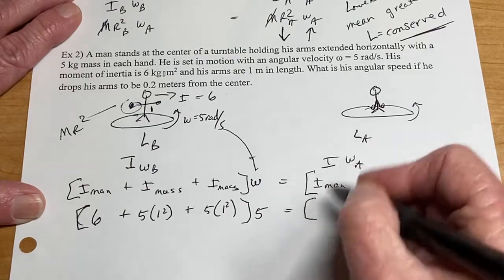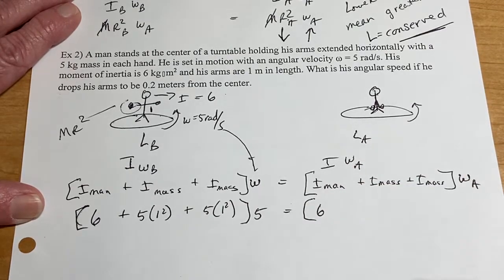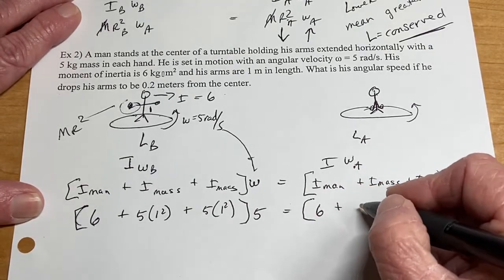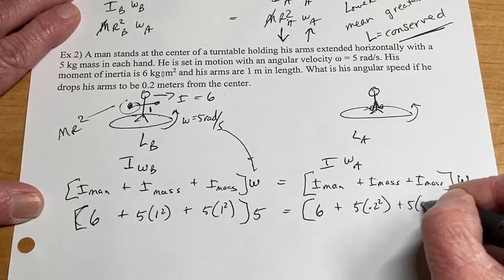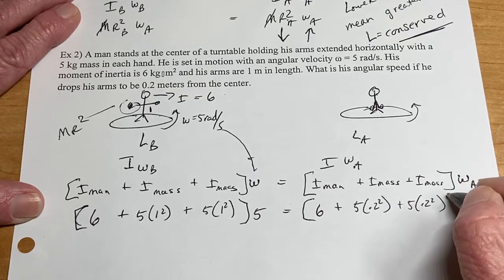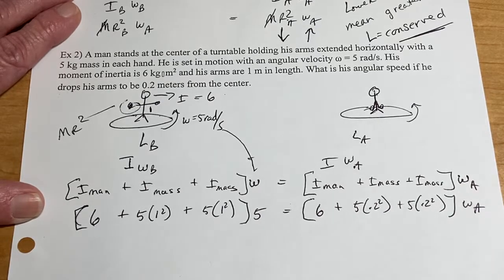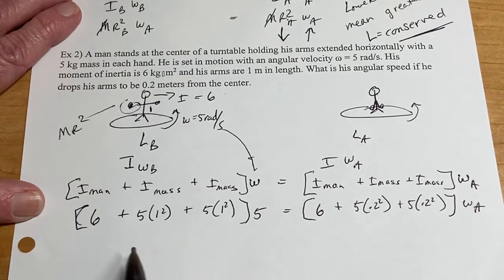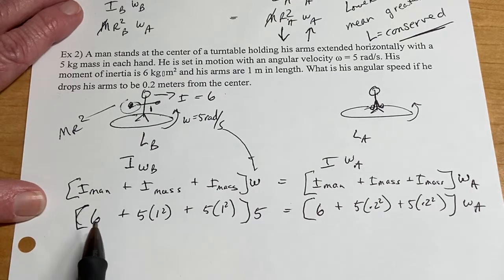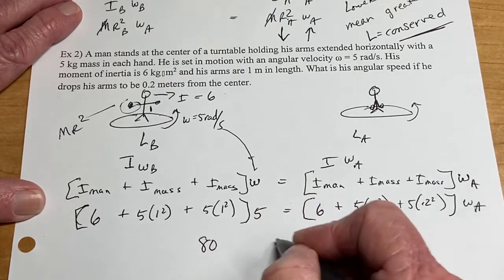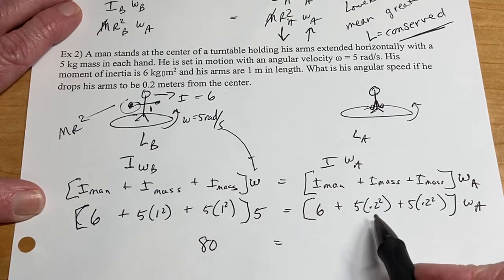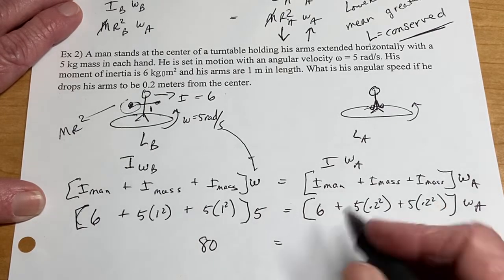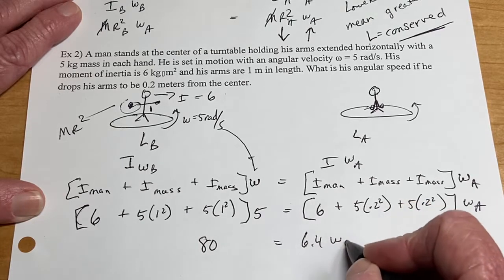All right, same idea. He's still 6, he didn't change, but this time it's going to be 5 kilograms times 0.2 squared plus 5 times 0.2 squared. I know you could just double those, times omega after. Well, 5 plus 5 is 10, plus 6 is 16 times 5. This side equals 80. 0.2 squared times 5 is 0.2, times 2 of them is 0.4, plus 6, this is 6.4 omega after.